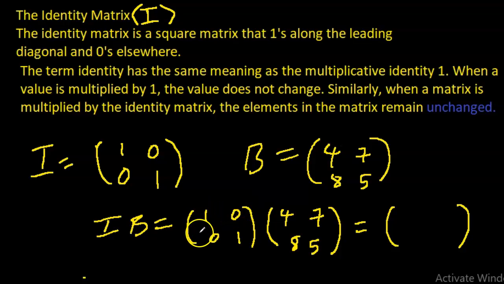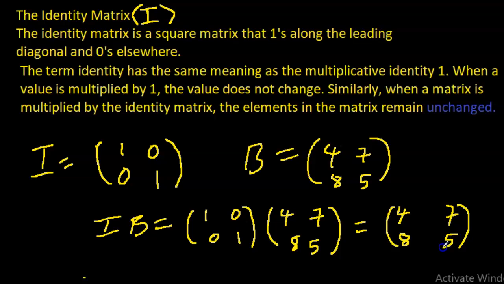you remember the multiplication, you apply 1, 0 to 4, 8. So row by column. So 1 times 4 and 0 times 8. So 4 plus 0, which is 4. Then you apply 1, 0 to 7, 5. So 1 times 7 plus 0 times 5, that's 7. Then you apply 0, 1 to 4, 8. So 0 times 4 is 0 and 1 times 8 is 8. And you apply 0, 1 to 7, 5. So 0 times 7 is 0 and 1 times 5 is 5.